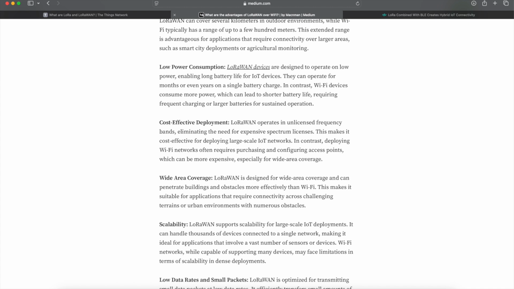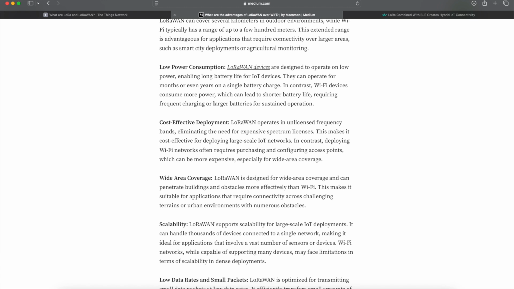Wide area coverage. LoRaWAN is designed for wide area coverage and can penetrate buildings and obstacles more effectively than Wi-Fi. This makes it suitable for applications that require connectivity across challenging terrains or urban environments with numerous obstacles.